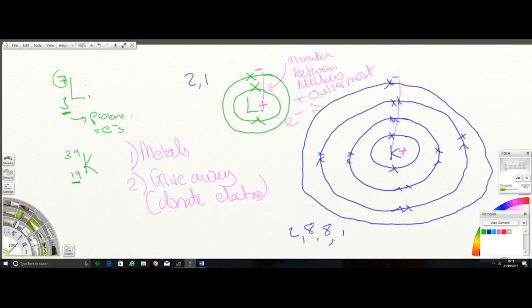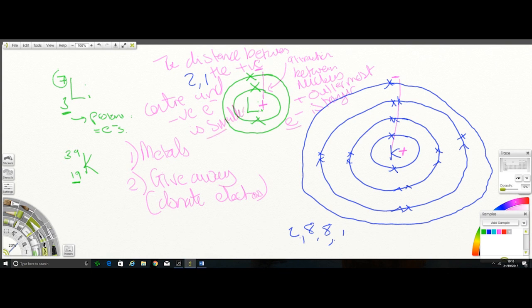is stronger, because the distance between the positive center and the negative electron is smaller. So that's why, number one, this is less reactive.